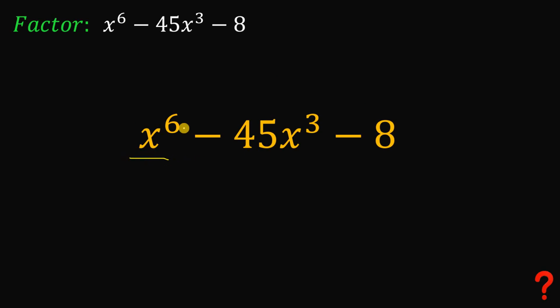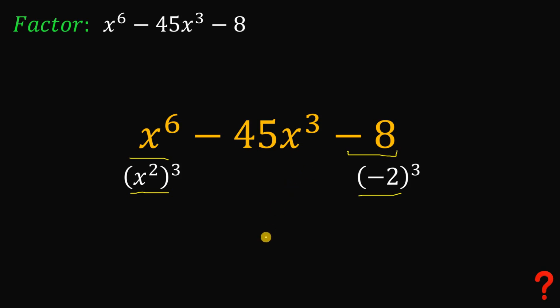Because x raised to the power of 6, we can rewrite this as x squared raised to the power of 3. Or this is a perfect cube. Also, this negative 8, because this is just negative 2 raised to the power of 3. So this is our clue to answer this question, because 2 of those terms are a power of 3. But negative 45x cubed is not a perfect cube.